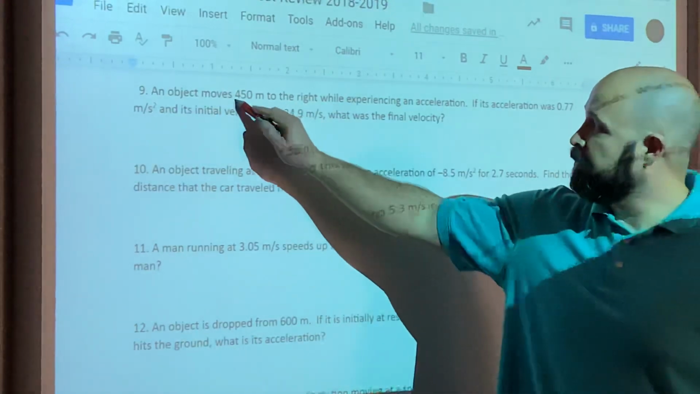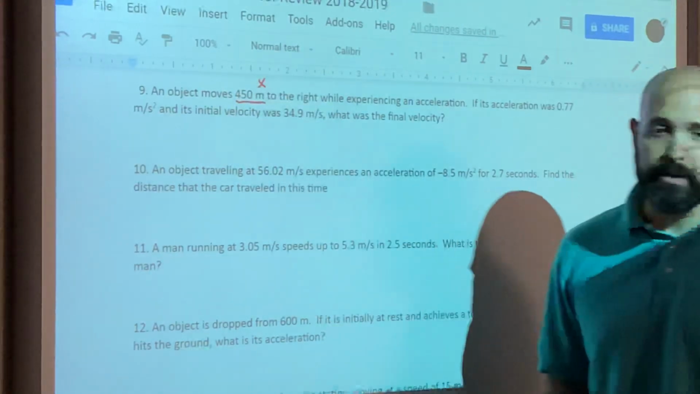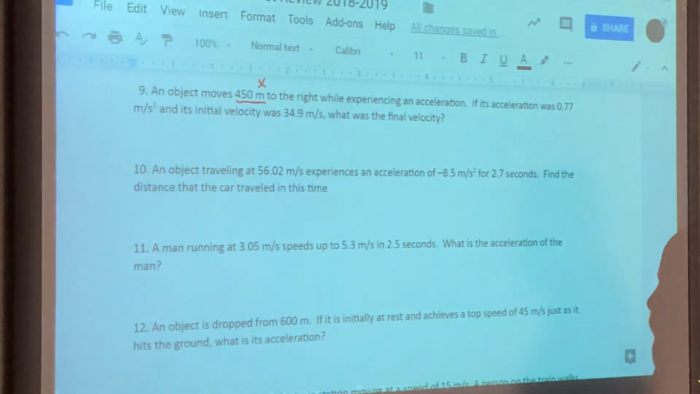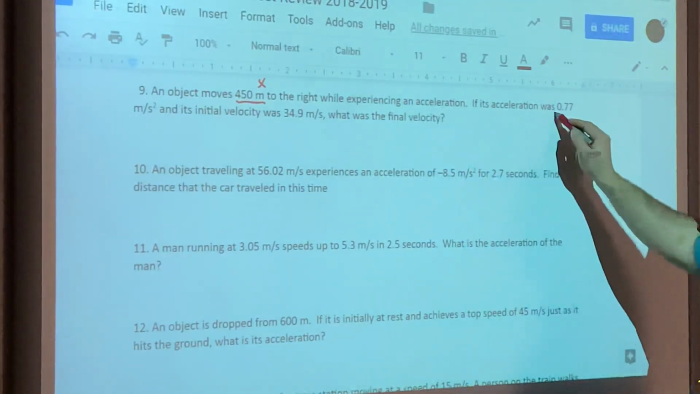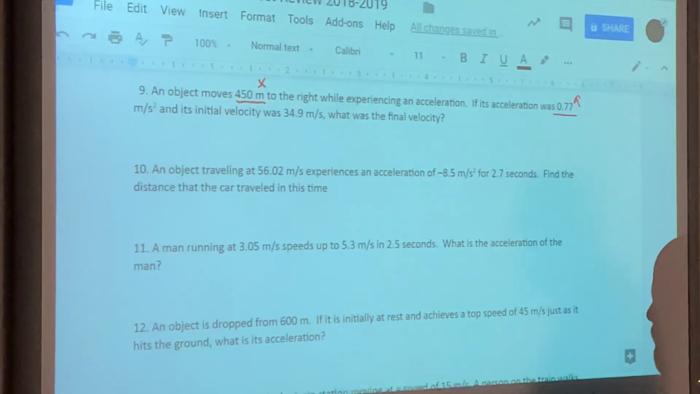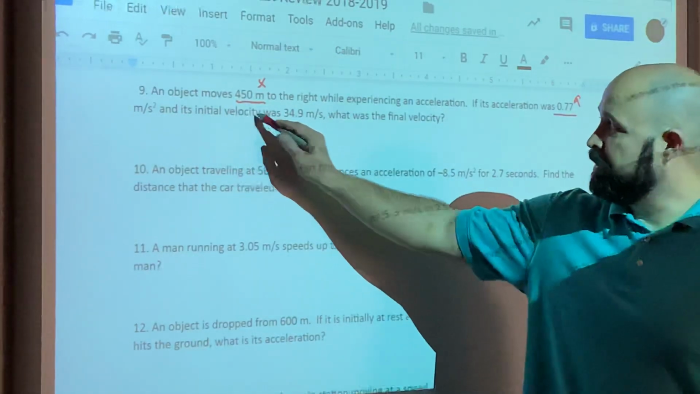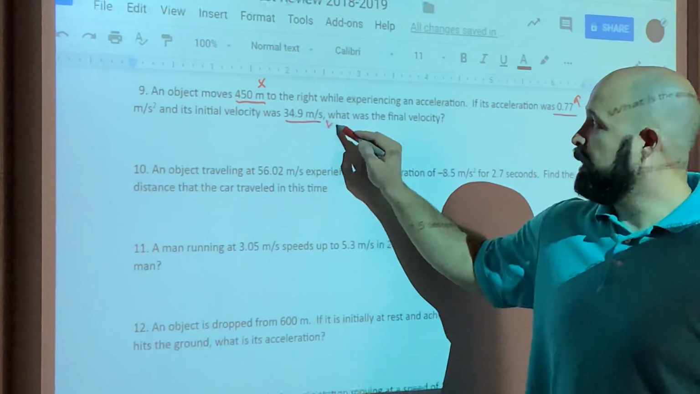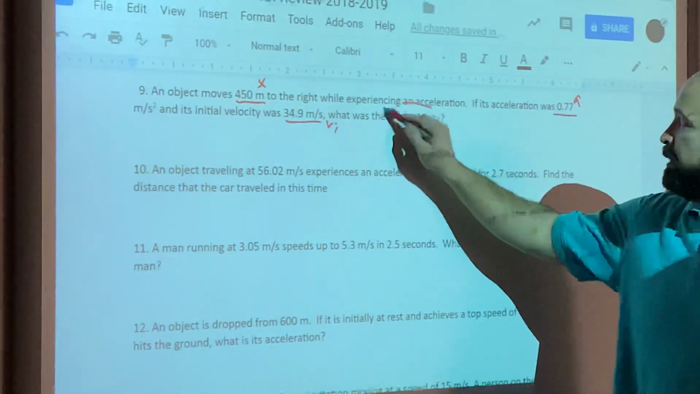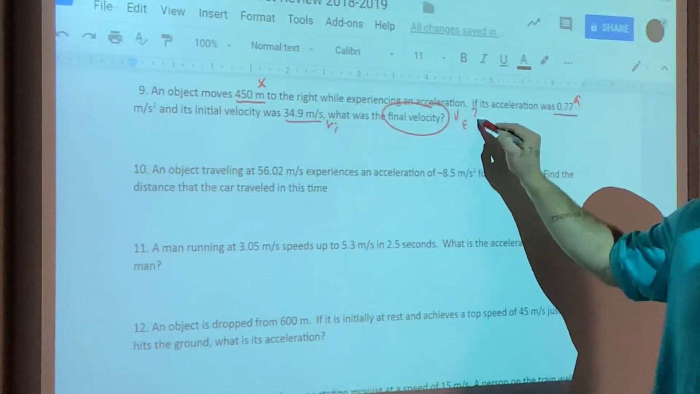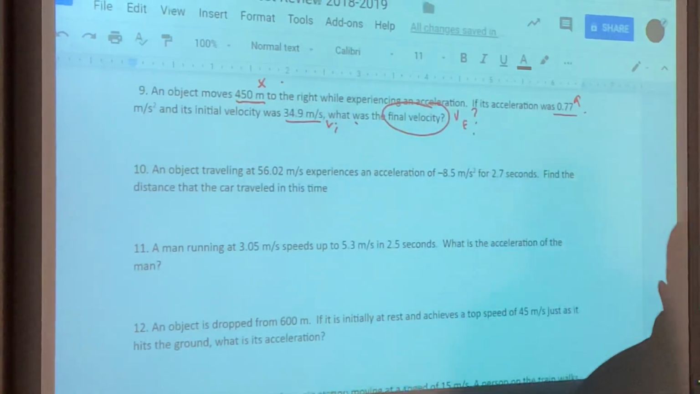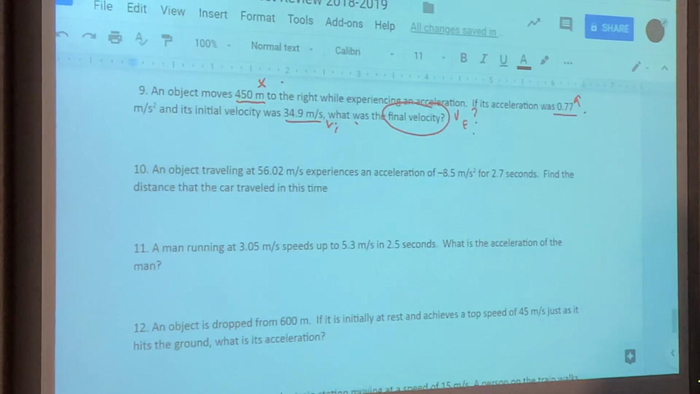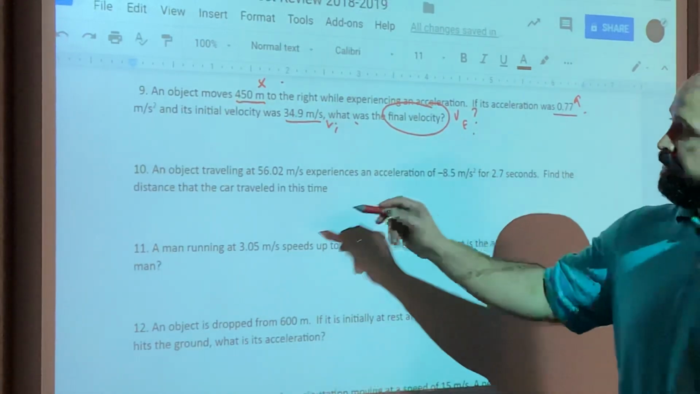So right here, this 450 meters is a position. It's a displacement value of how far the object moved. They experienced an acceleration, and they give you that acceleration, 0.77. They tell you the initial velocity was 34.9, and they want the final velocity, VF. So once you know what variables you've got to look for, you find the equation that has those variables and you use that. So in this problem, we need to find VF.